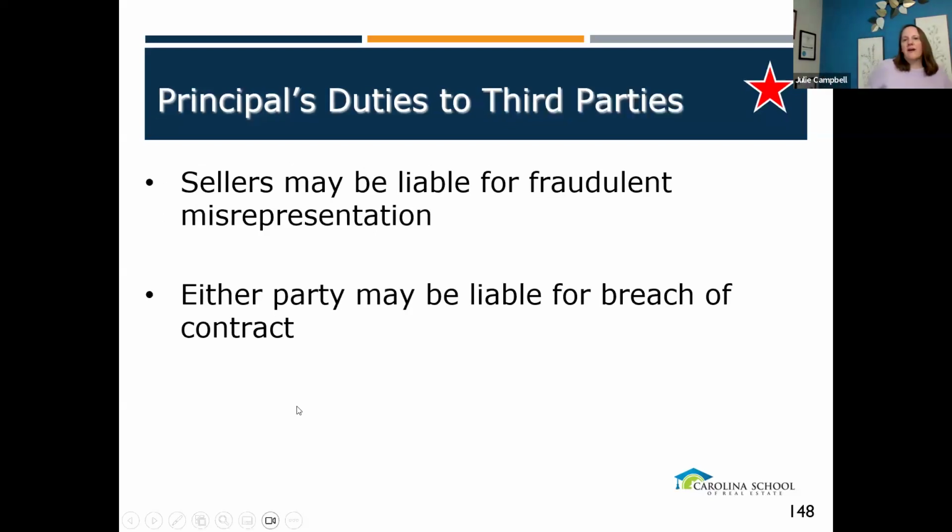The principal also has a duty to the other side, the third party. Specifically, I think this falls mostly on the sellers, but it would apply to buyers as well. Sellers cannot lie to buyers. Caveat emptor says sellers don't have to disclose, but they never have a golden ticket to lie. So if they're caught lying, if the buyer's caught lying, they could be held liable for fraud.